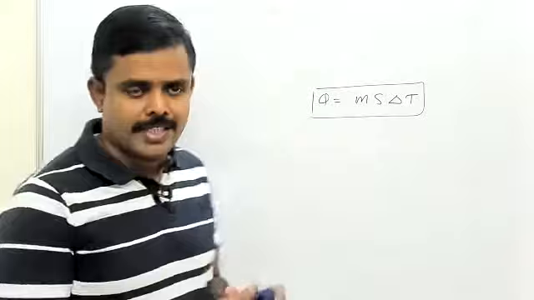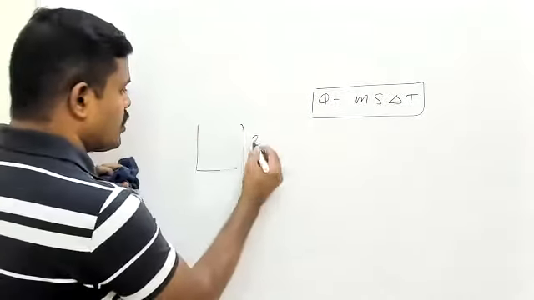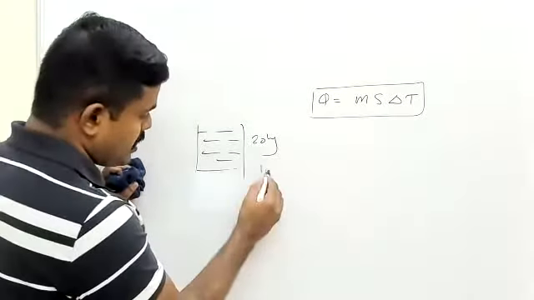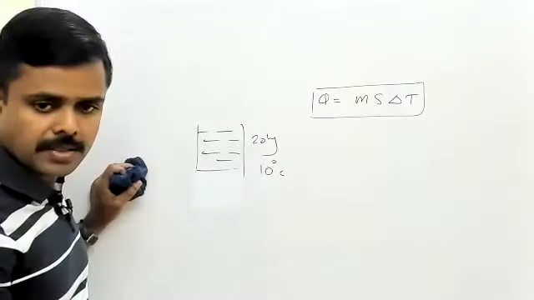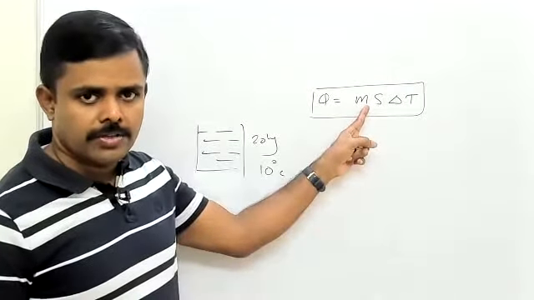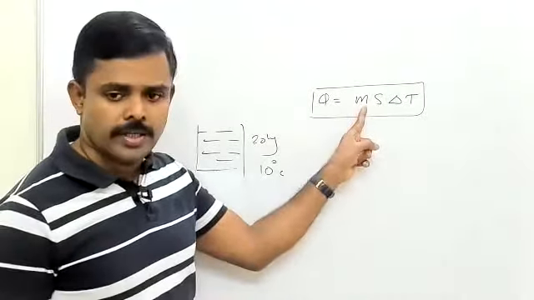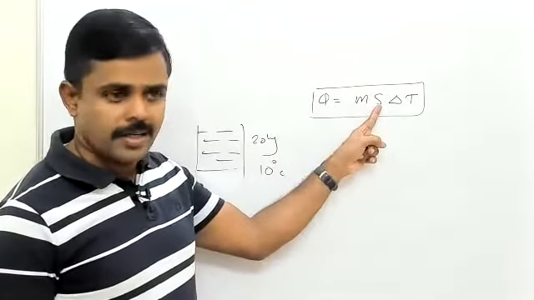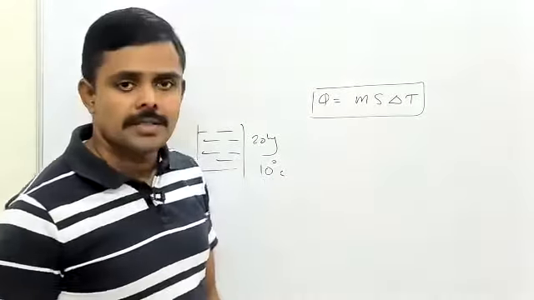This is the expression for the heat required to raise the temperature of m kilograms of a substance by delta T degrees Celsius. For example, you take 20 kilograms of water and want to raise the temperature by 10 degrees Celsius. You can use this equation to find the heat required: the mass of water, 20 kilograms, the specific heat capacity, 4,200, and delta T, the change in temperature.